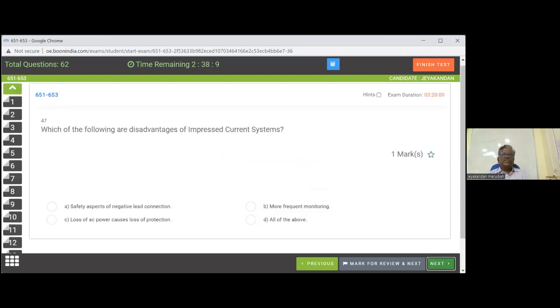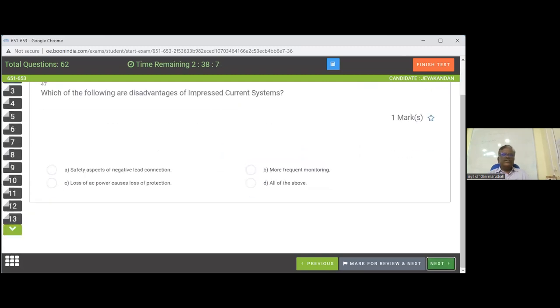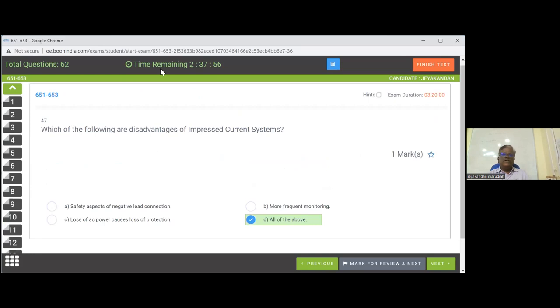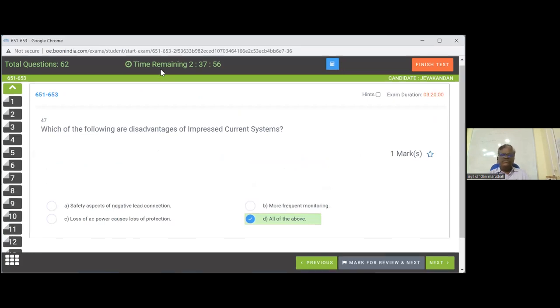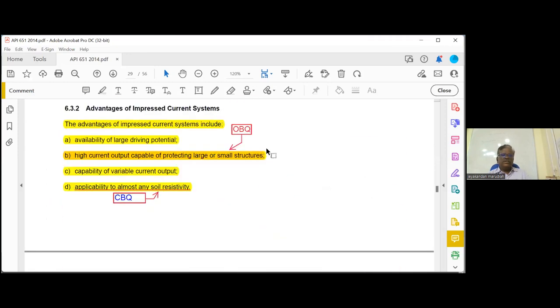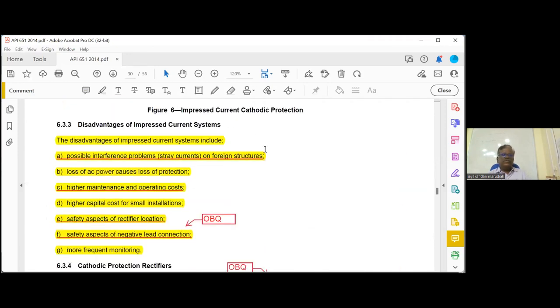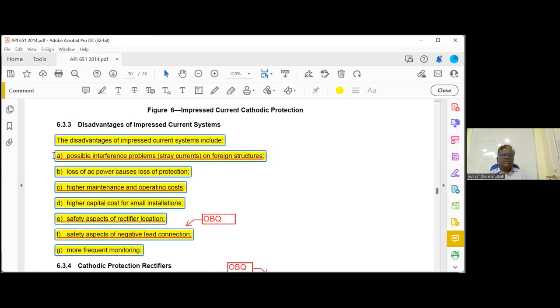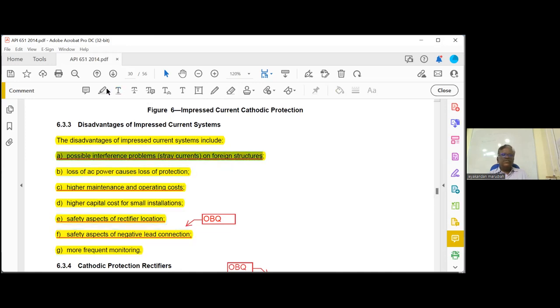Okay, next. Which of the following are disadvantages of impressed current systems? Safety aspects, negative lead connection, more frequent monitoring, loss of AC power, all of the above. I think so. Impressed current disadvantages: possible interference, loss of AC, higher maintenance, safety aspects of rectifier location. This is all an open book question. Check all are there. One minute, I will show you.